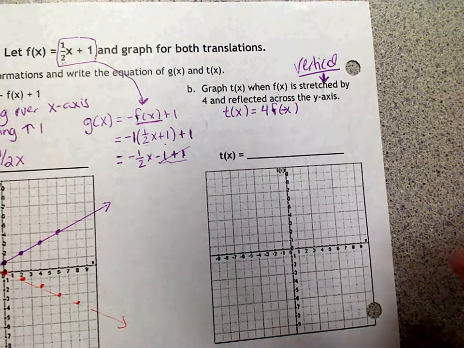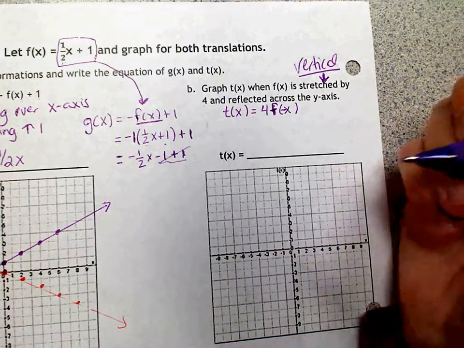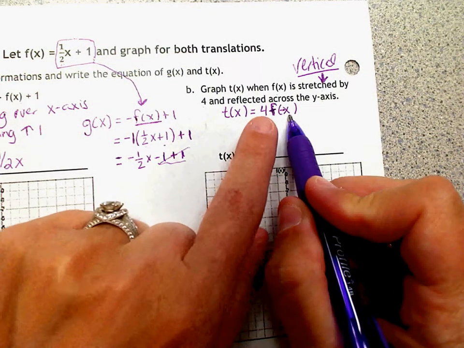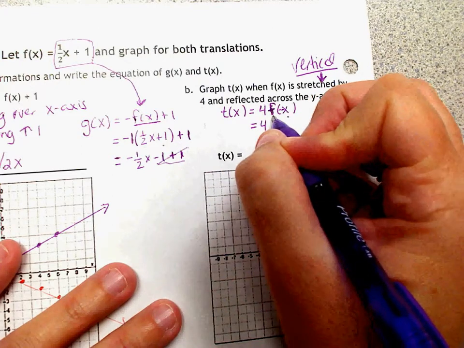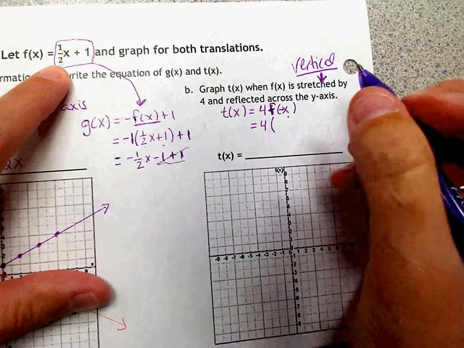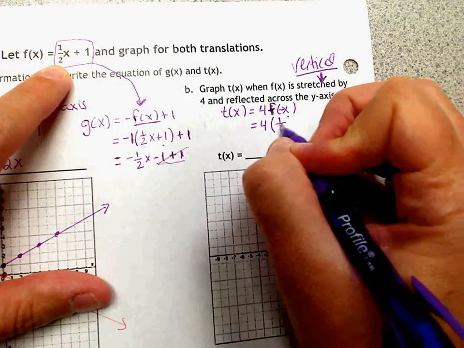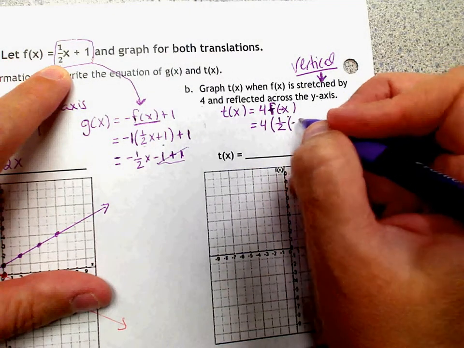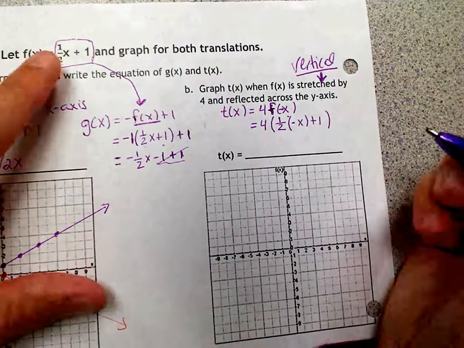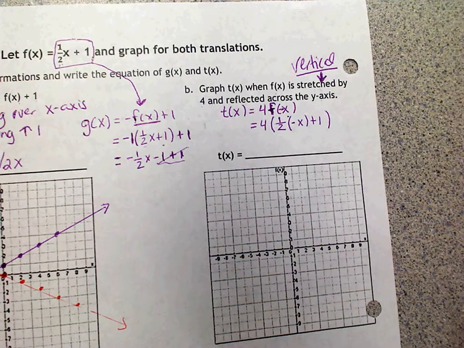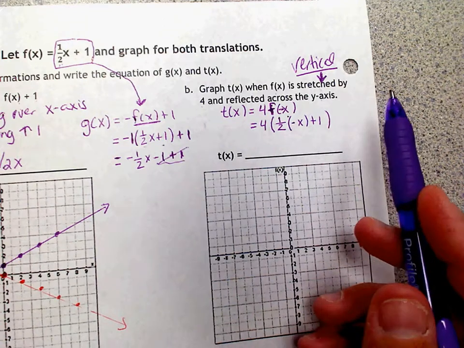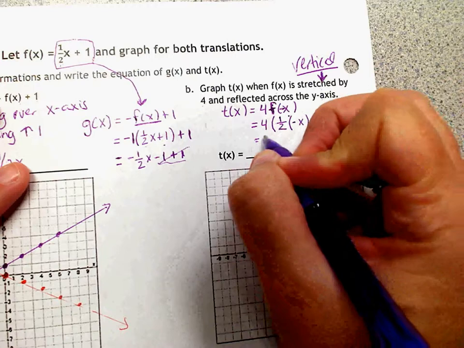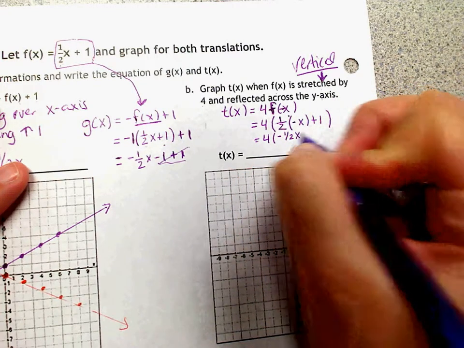Okay? Now this is probably the most complicated one that you've seen so far. There's something happening on the inside and on the outside. Okay? So to write this, we're going to put our 4 on the outside, and then we're going to write our f of x. But this time, where x is, it's not x anymore, it's negative x. In order of operations, we do what's inside the parentheses first before we multiply. Well, what's 1/2 times negative x? Negative 1/2 x. So this is going to be 4 times negative 1/2 x plus 1.